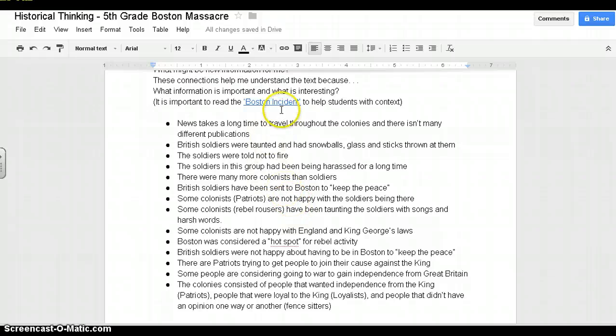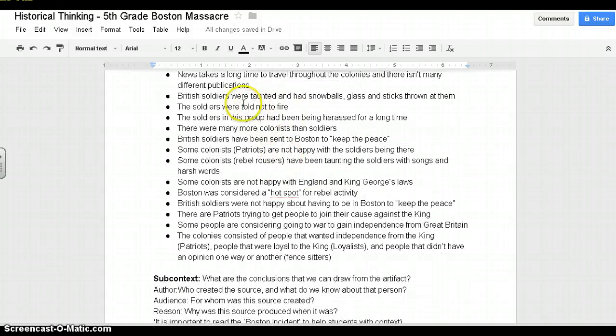So in the Boston incident, they read that news takes a long time to travel throughout the colonies. British soldiers were actually being taunted and had snowballs, glass, and sticks thrown at them. The soldiers were actually ordered not to fire. And this group of soldiers, this specific group, had been harassed for a long time. There were many more colonists than soldiers, and they were kind of creating a riot. And the British soldiers had been sent to Boston to keep the peace.